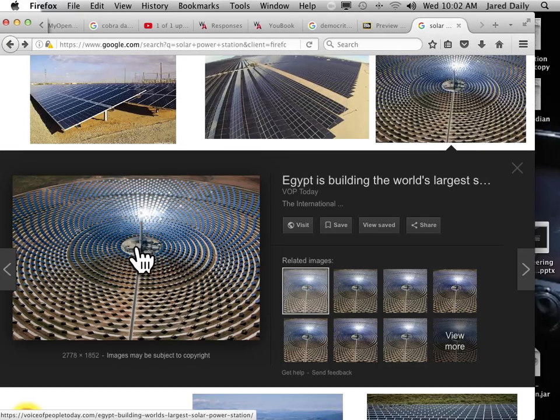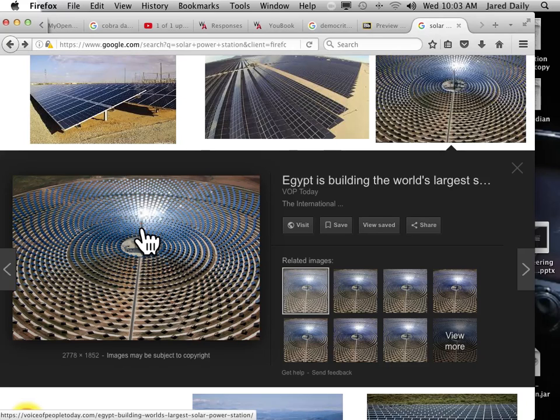And this tower is filled with liquid sodium. So you're essentially heating up this liquid sodium in the tower. Each one of these mirrors is focused on this tower, and it's liquefying this sodium and heating it up and actually turning it into a sodium steam. Then that sodium steam is used to turn turbines, the turbines turn generators, and you create electricity just like you would in a nuclear power plant or in a coal-fired power plant.